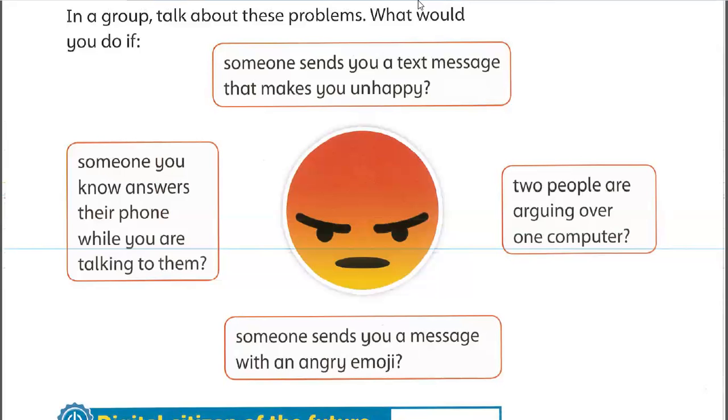What does it mean? It means that two people, you and your siblings, are fighting for the use of the computer. So you should not argue. What you will do is say, now you can use the computer, but another time I will use it. Share the time. Tell him, okay, it's okay.